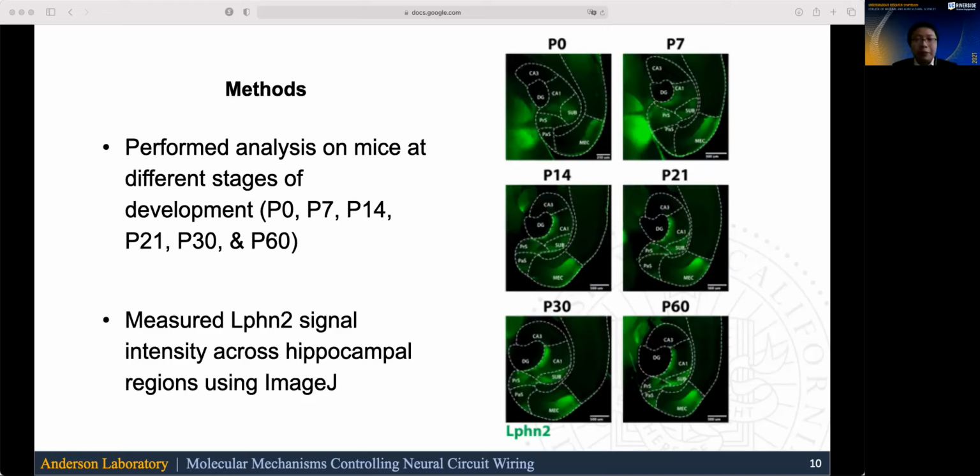So we quantified where latrophilin 2 was localized, and we found that latrophilin 2 is enriched in the dorsal hippocampal region of the brain, a region which is associated with spatial learning. To quantify this, we took measurements of latrophilin 2 signal intensity across hippocampal regions, such as the dentate gyrus, CA1, and the MEC using ImageJ. We normalized the intensity by dividing all the values in a given layer/region by the highest value from that brain. We performed this analysis on brains from ages P0, P7, P14, P21, P30, and P60 to determine how the localization of latrophilin 2 changes during development.